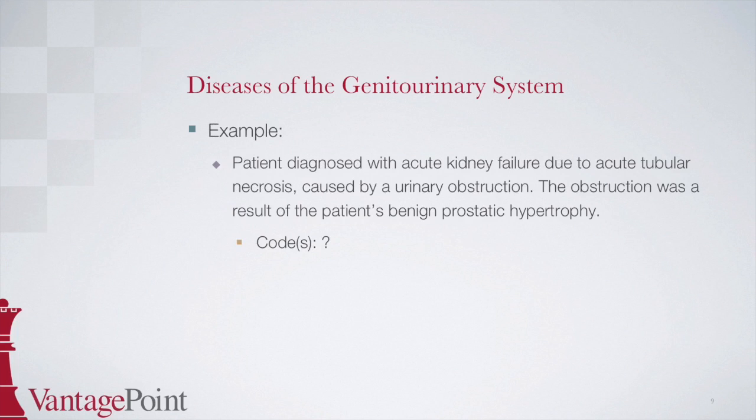Next, we have a patient diagnosed with acute kidney failure due to acute tubular necrosis caused by a urinary obstruction. The obstruction was a result of the patient's benign prostatic hypertrophy, or BPH. How would you code this? Please pause the webinar to complete this example and then hit play to continue and learn the answer.